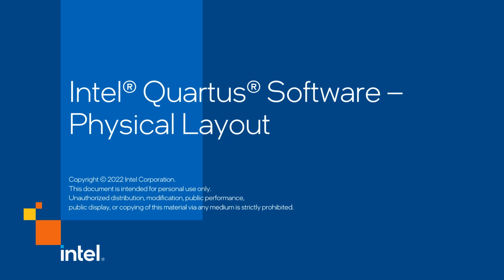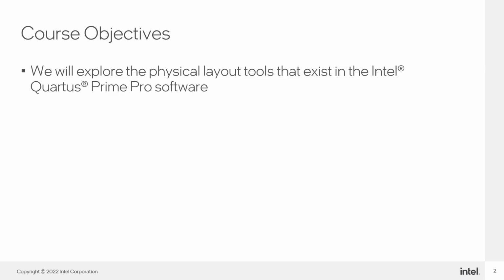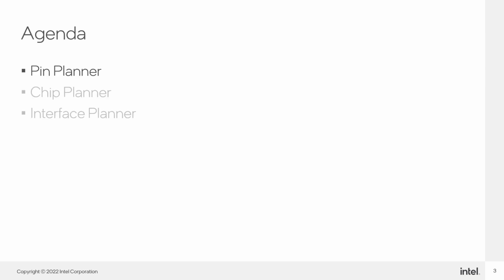Welcome to part 3 of a 6-part series where we will explore using the Intel Quartus Prime Pro software. In part 3 of this series, I will go over the physical layout tools that exist in the Intel Quartus Prime Pro software. First, I will go over the pin planner.